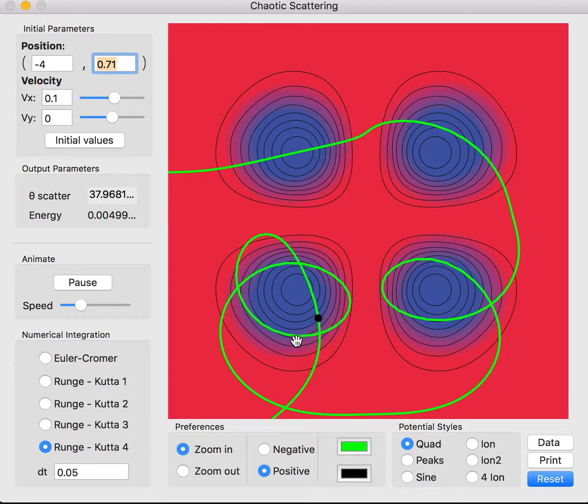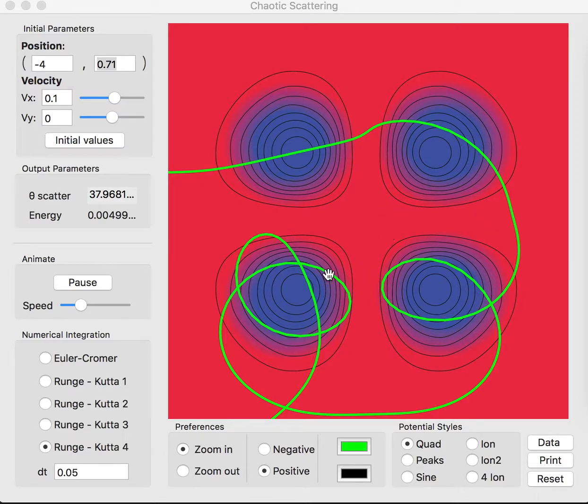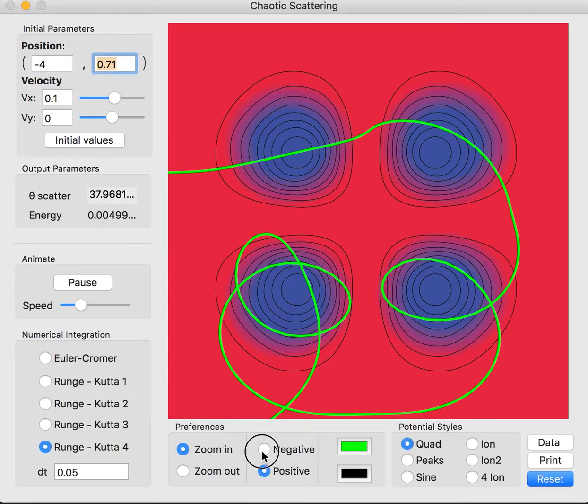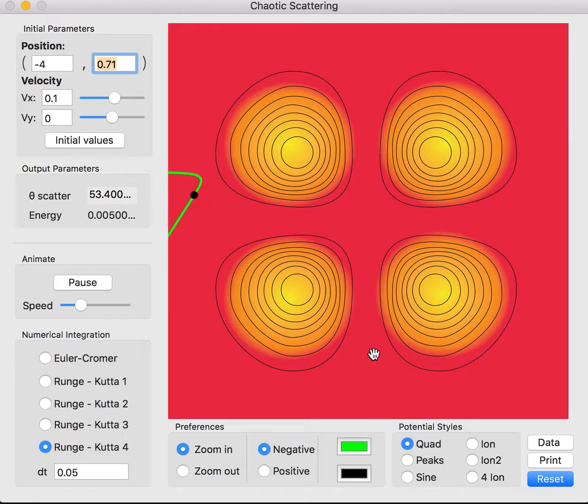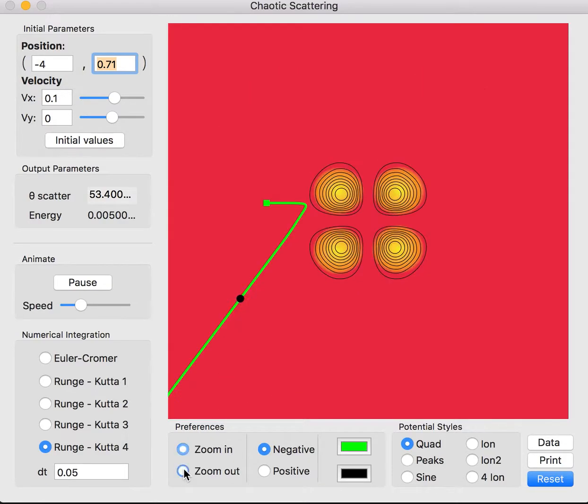Now, if we switch the contour plot from a valley system to a hill system, we see some changes. We see that instead of being attracted to the region, the particle seems to be deflected away. And this makes sense. It's harder for the particle to get across the contour region because now there are hills. And in fact, if we change the trajectory slightly, we see that it starts bouncing around in the middle of the hills.